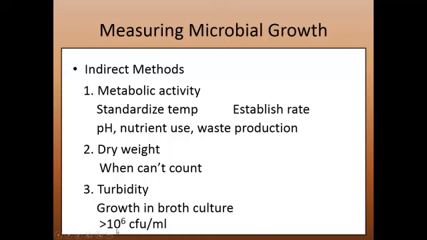So you've got to have greater than 10 to the 6 cells per ml, or 1 million organisms per ml, to effectively use turbidity. Also, the cells need to be suspended uniformly within the broth. If you have a whole lot at the bottom and not a whole lot at the top, you're not going to get an accurate absorbance reading.